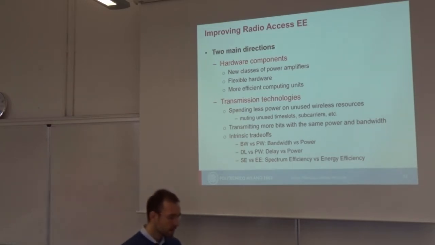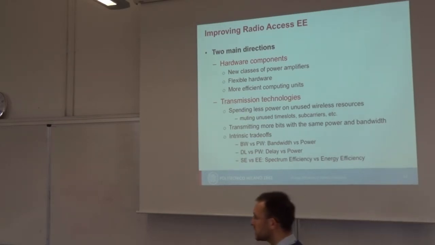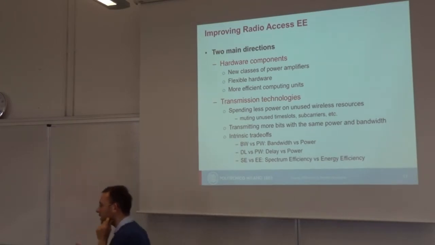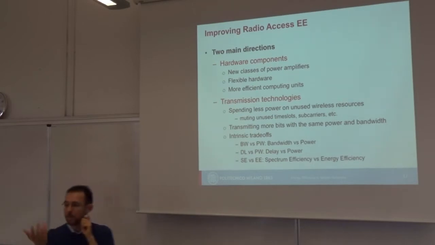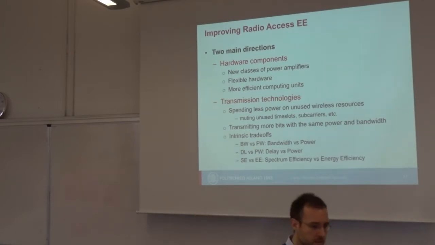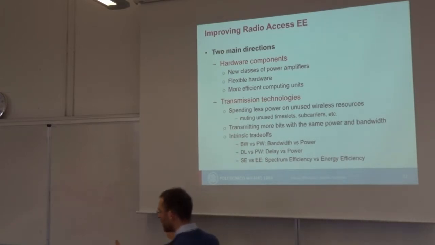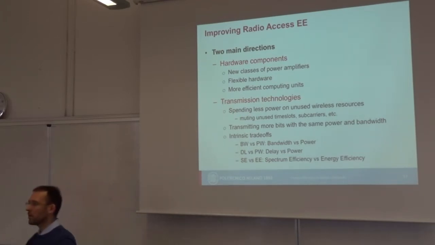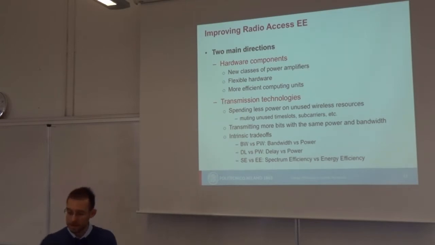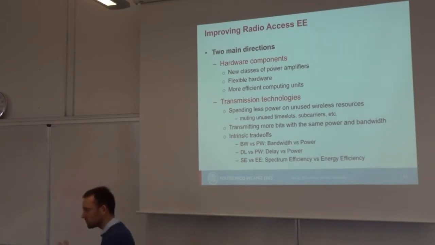Basically, here the approaches you can have are on two parts. So one thing you can do is spending less power on unused radio resources. For instance, if you know that a subcarrier is penalized by the propagation environment, you may not want to use it. So you remove sending power on this particular subcarrier. Or, for instance, if you have a TDMA approach, if you realize that in one time slot you will have a lot of interference problems, so the rates you can have in those time slots are very low, you may save energy by preventing transmission in that slot. So these kinds of approaches.